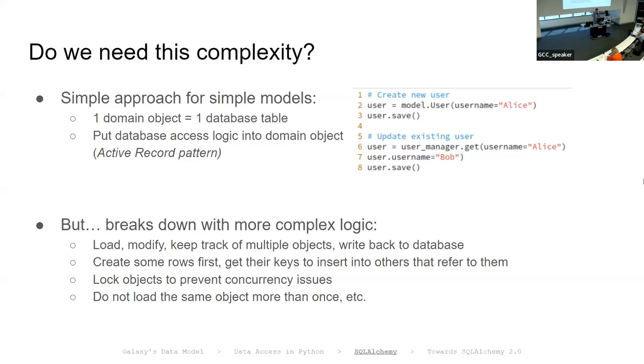When you want to retrieve an existing object, you say user repository.get user by ID. You do whatever you need to do with the user. When you are ready, user.save, done. Very simple. Why do we need the ORM?